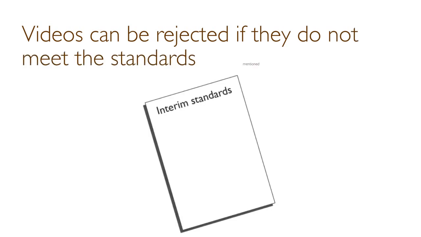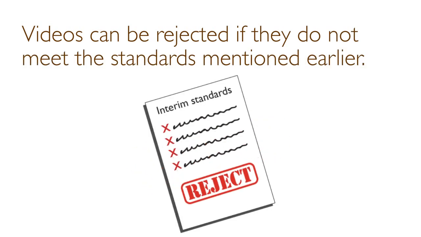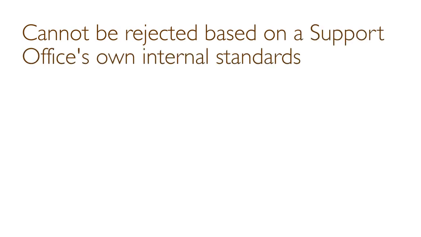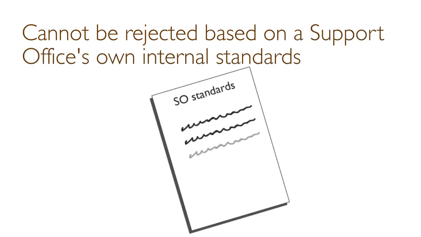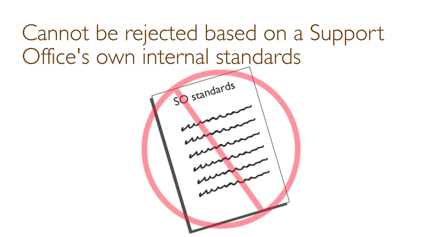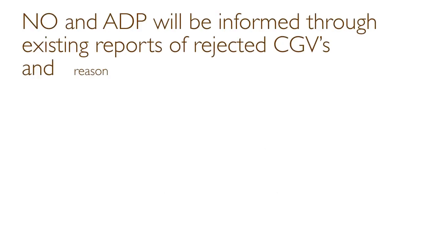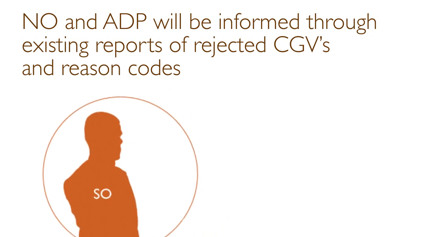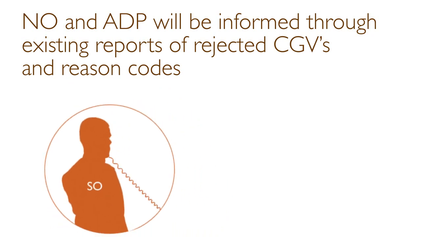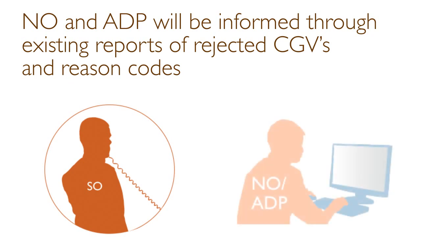Review, approval or rejection of a CGV. Videos can be rejected if they do not meet the standards mentioned earlier. Videos cannot be rejected based on a support office's own internal standards, example, artistic items like angle and field of view. If the video is reasonable to view, it should be approved. When a video is rejected, the appropriate reject reason code will be applied. NOs and ADPs will be informed through existing reports of rejected CGVs and reason codes.